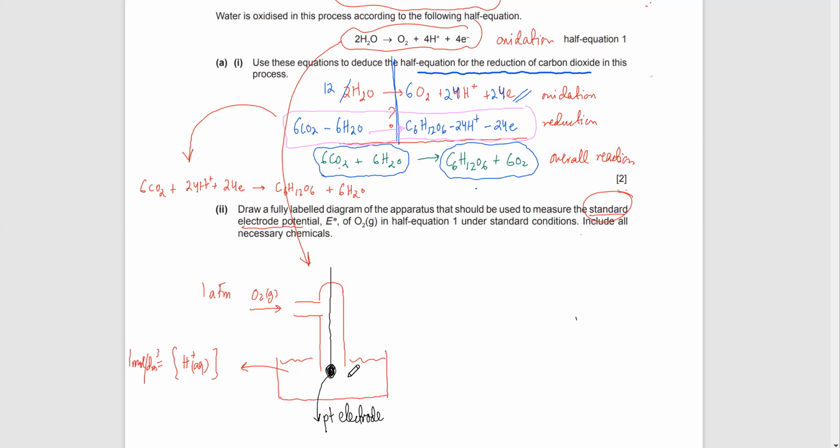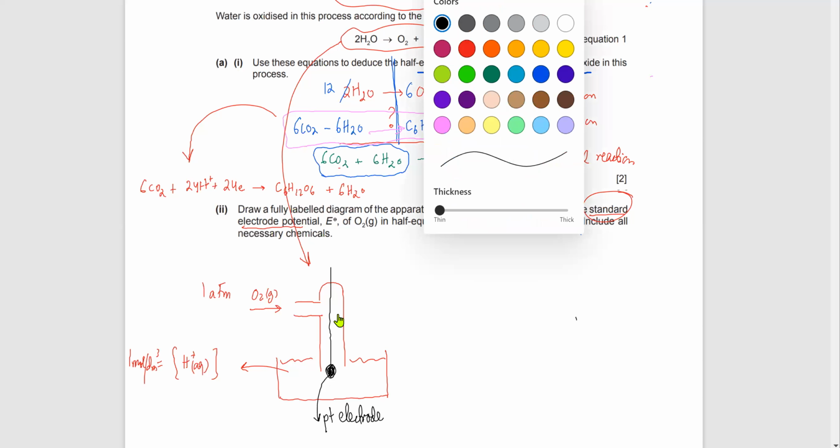Is this diagram clear? Sarah, Akib, is this clear? Yes, sir.